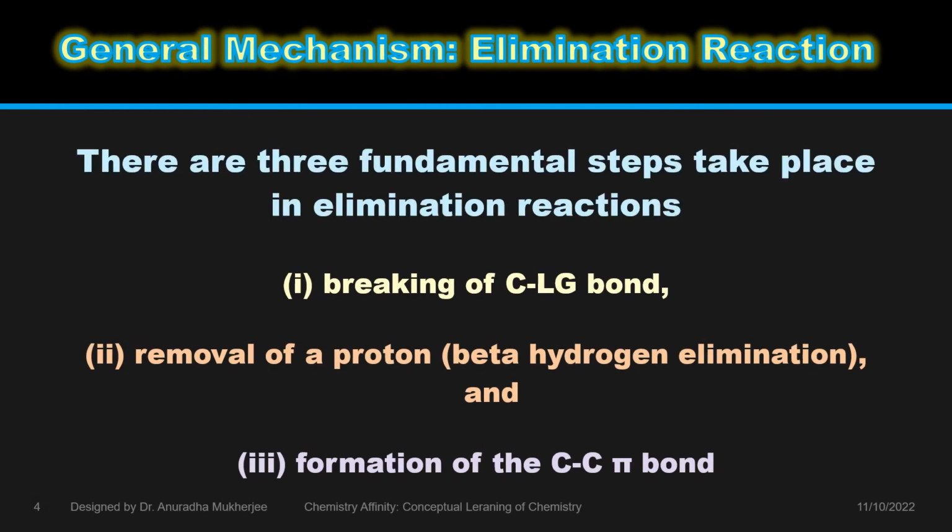There are three fundamental steps that take place in elimination reaction. First, breaking of the carbon-leaving group bond. Then removal of a proton. That proton should be a beta hydrogen. And finally, the formation of a carbon-carbon pi bond.